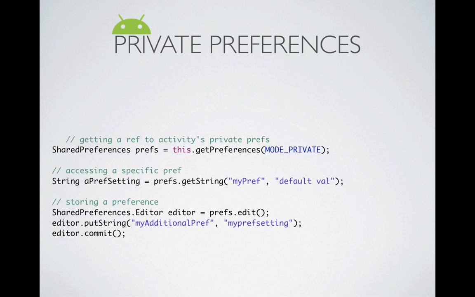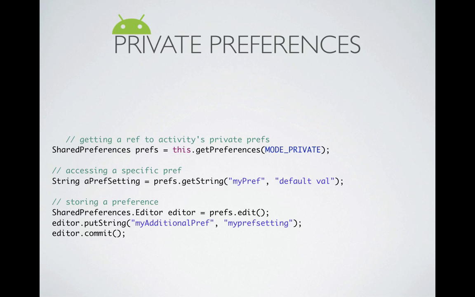So the first thing I do here is I get a reference to my shared preferences by simply calling, in the context of my activity, this.getPreferences, and I'll pass MODE_PRIVATE to indicate that these are private preferences. I can retrieve a specific preference setting by calling getString, for example. In this case, I'm looking for a preference with a name of mypref and the value of default val.